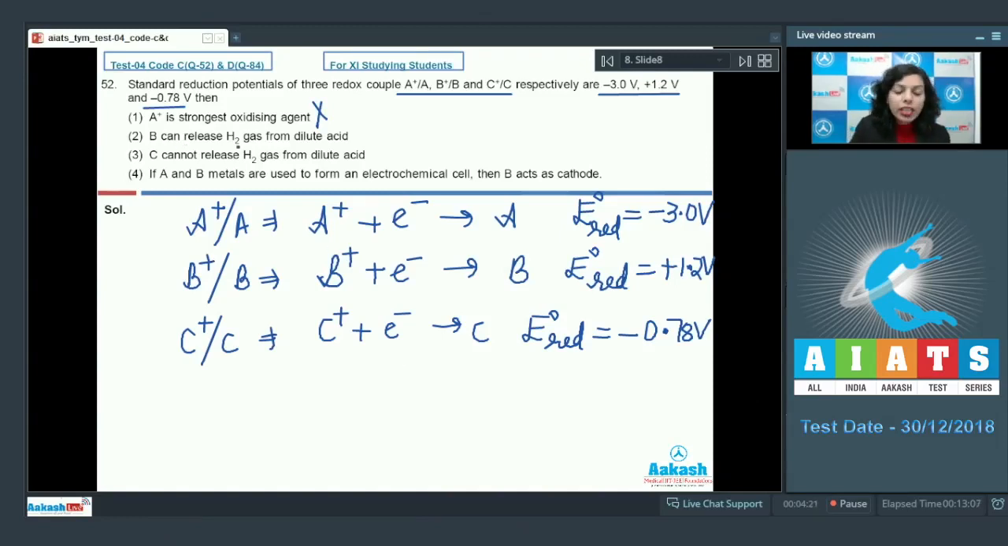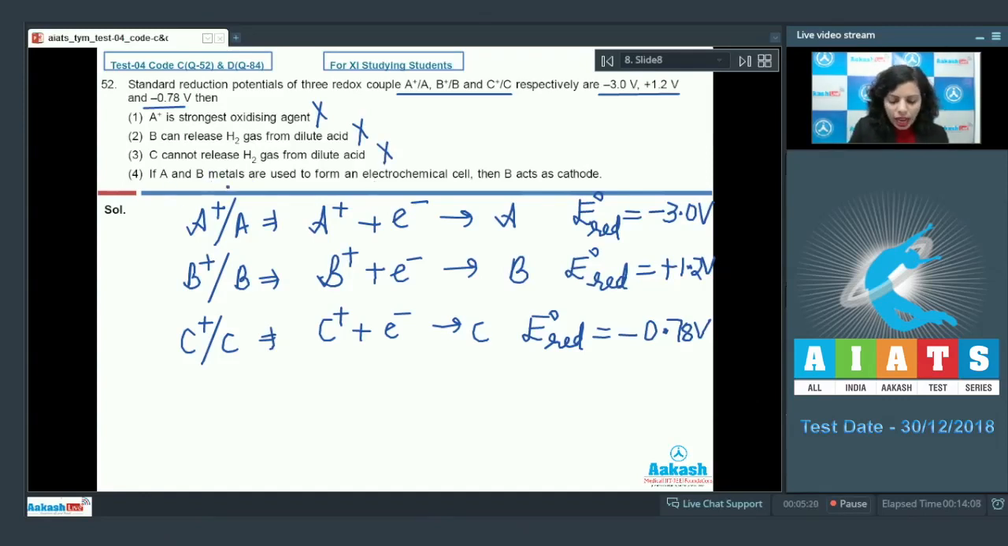Then, B can release hydrogen gas from dilute acid. If you look at B, its reduction potential is 1.2 volt. It means it is not able to release hydrogen gas from dilute acid. This is also wrong. Now, third statement, C cannot release hydrogen gas from dilute acid. If you look at the electrode potential of this C electrode, you will identify that it is -0.78. It is able to release hydrogen gas from dilute acid. It means this statement that C cannot release hydrogen gas from dilute acid is also wrong.